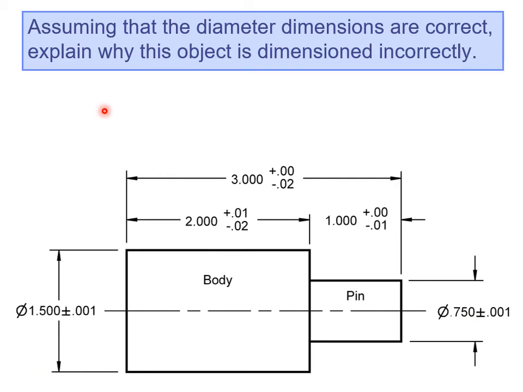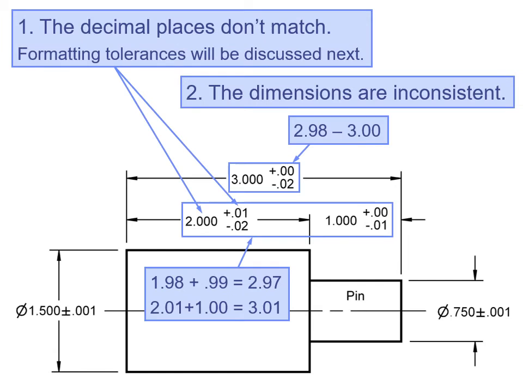Okay, let's take a look at this example. This is not covered in your homework, but it's good practice for dimensioning correctly. Assuming that the diameter dimensions are correct, explain why this object is dimensioned incorrectly. Let's go ahead and take a look at the mistakes.